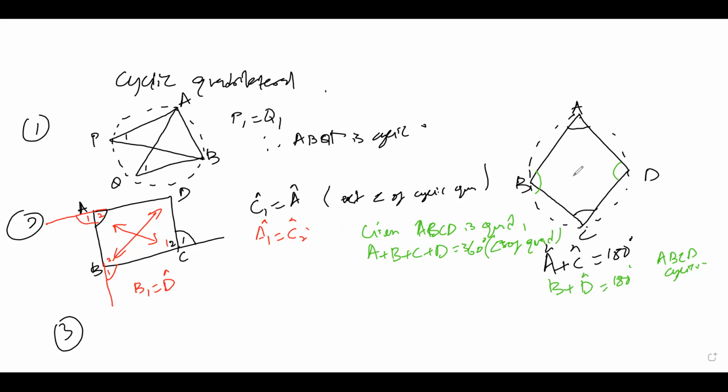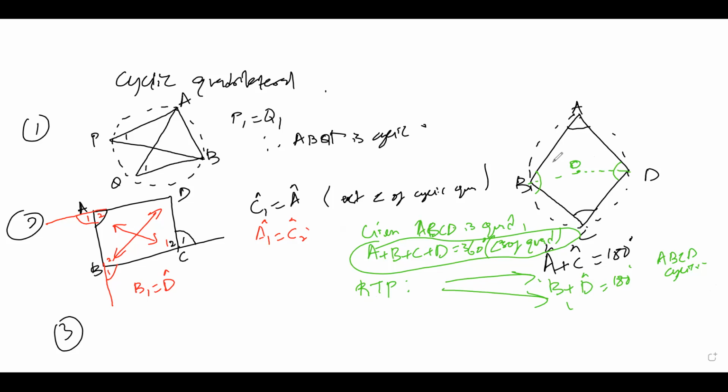So you are given this. What are you required to prove? You are required to prove that A plus C and B plus D are both equal to 180. Then, like we said first, you need to construct radii. Construct OD, construct OB.